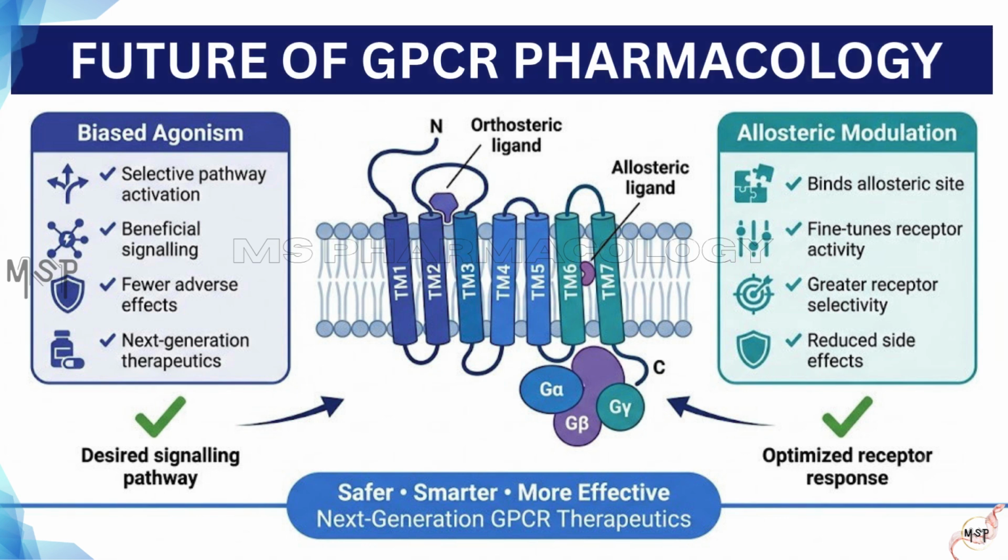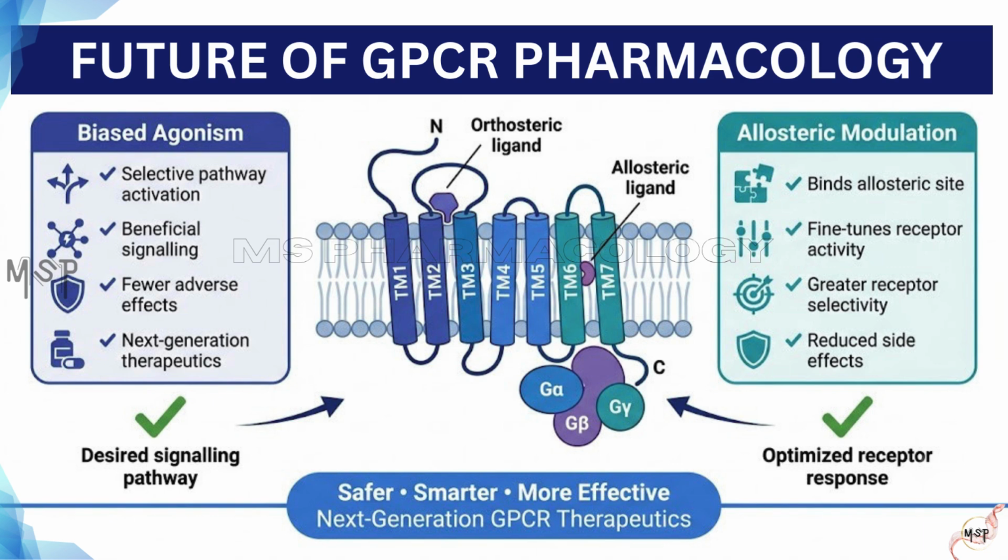As our understanding of GPCR biology continues to advance, new therapeutic strategies are transforming the future of pharmacology. One promising approach is biased agonism, in which drugs selectively activate beneficial signaling pathways while avoiding those responsible for adverse effects. This strategy has the potential to yield safer, more effective, next-generation GPCR therapeutics.